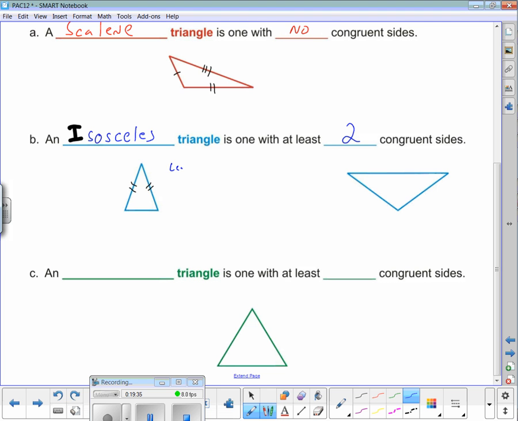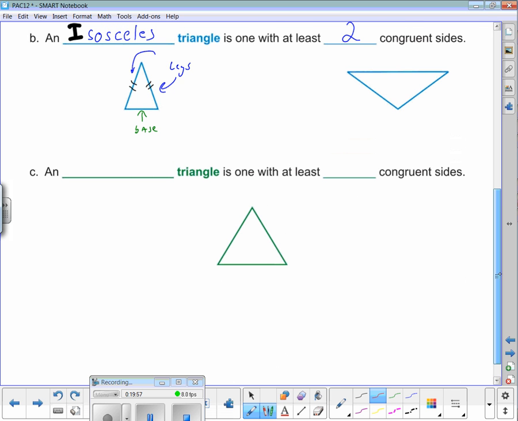All right, just some terms here. The congruent sides are called legs. The non-legs is called the base. And here's an important relationship in isosceles triangles. You know what? The base angles are always congruent. And how can you tell the base angles? They go opposite the congruent legs.